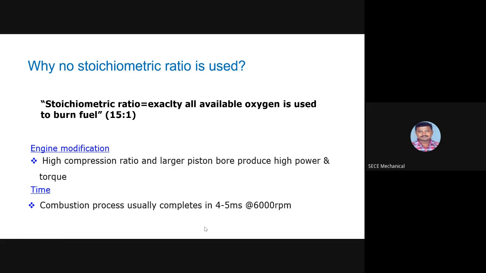And why is the stoichiometric ratio not used? The stoichiometric ratio means exactly all available oxygen is used to burn fuel. With engine modification and tuning, the high compression ratio and larger piston bore produce high power and torque. For example, look at the Royal Enfield bike. The Royal Enfield bike has a high compression ratio and a larger piston bore, so that will definitely produce high power and torque when we compare with other bikes.